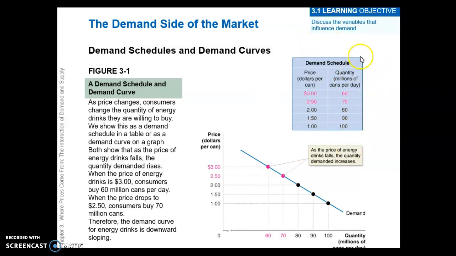From a demand schedule, we can draw a demand curve. You notice that the demand curve is going to be a negative or inverse relationship, which means as the price decreases, quantity demanded will increase, or vice versa. As the price increases, I don't want to buy as much. Quantity demanded will decrease.